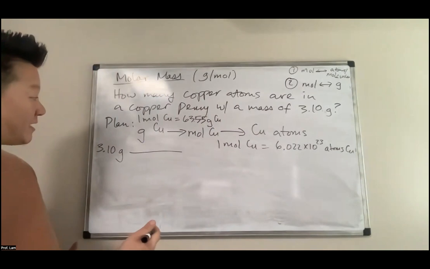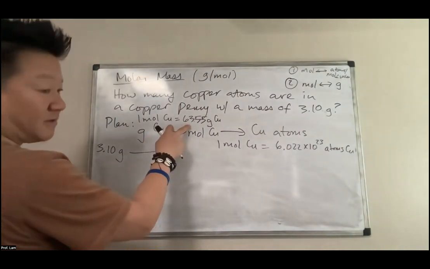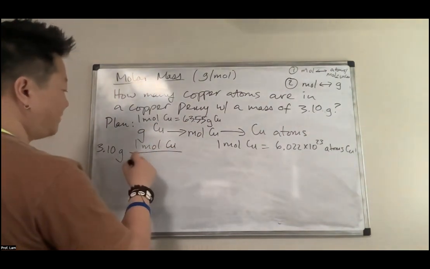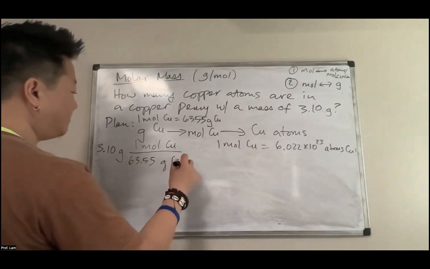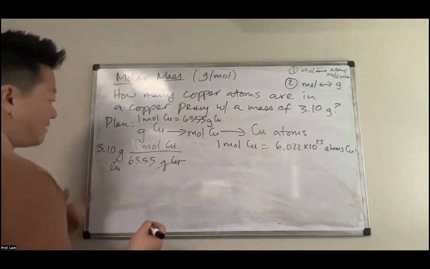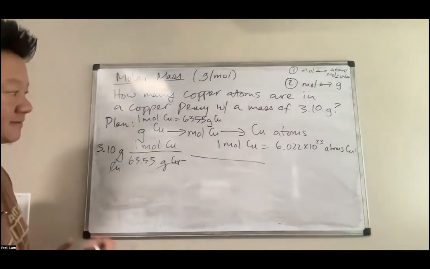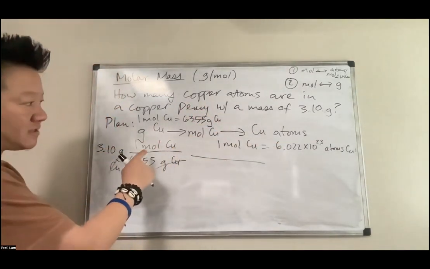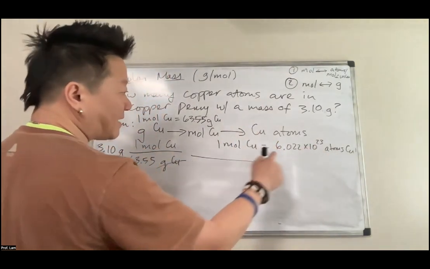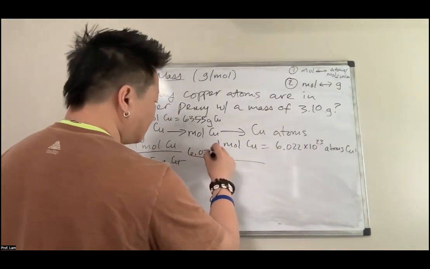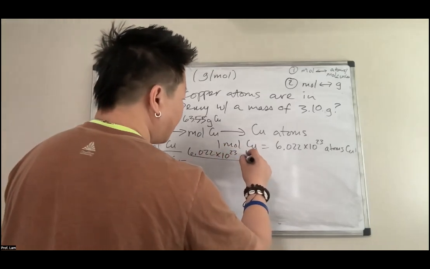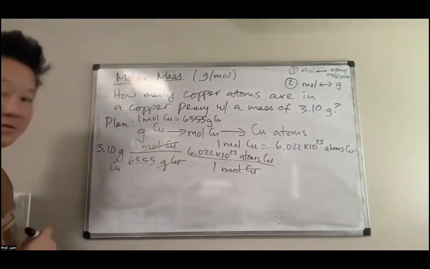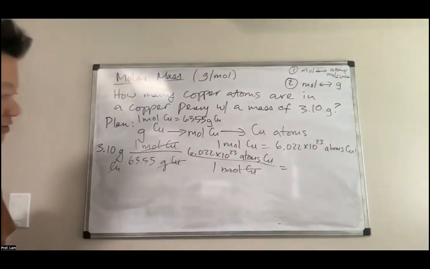Okay, so now we can execute. First, we go from gram to mole, so we're using this equivalency. Mole has got to go on top, so 1 mole of Cu over 63.55 grams of Cu, and that cancels. Then the next conversion factor: we're now at mole, and we need to go from mole to atoms. Right now moles is on top, and we want atoms out, so we want atoms on top. That's 6.022 times 10 to the 23rd atoms of copper per 1 mole of copper. You see that? It's a two-step problem.